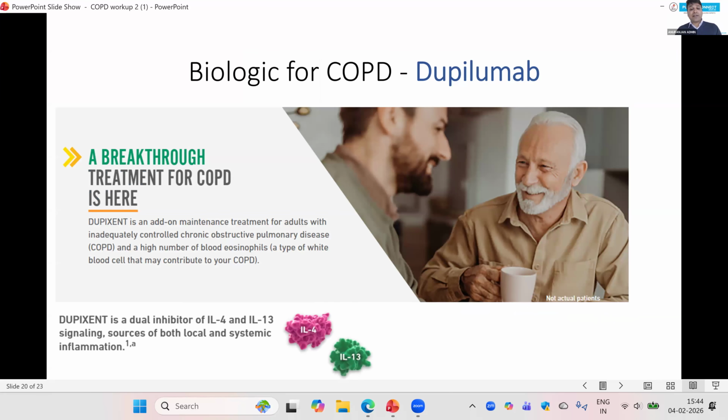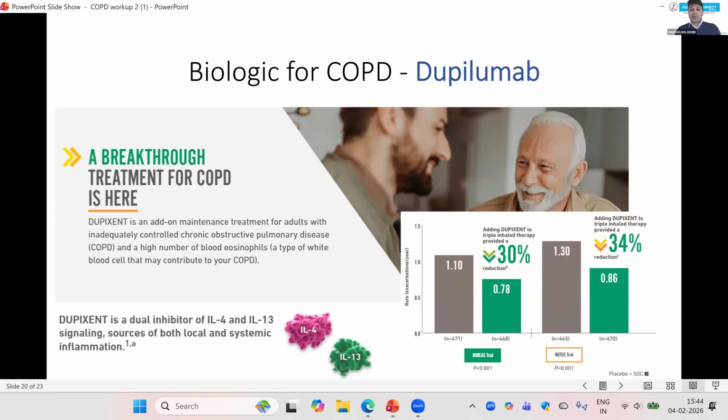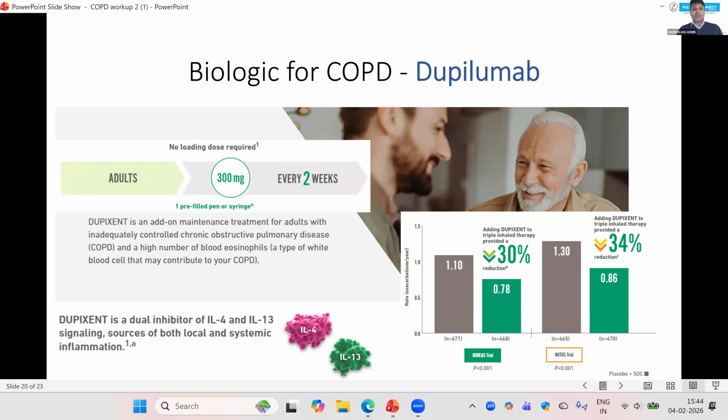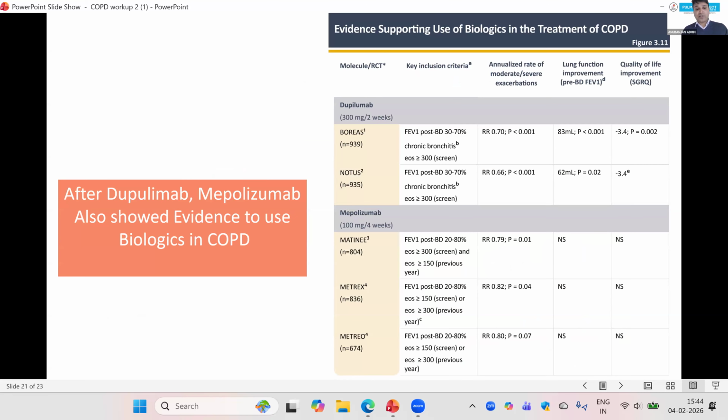It's a dual inhibitor for IL-4 and IL-13. There are 2 trials, the BOREAS and NOTUS trials, which showed significant reduction in exacerbations, which is 30 and 34%. So this is important for the postgraduate students to understand the dupilumab trials. And the dose is 300 milligram, which is given every 2 weeks. Now, the other biological which is also approved is mepolizumab. The 3 trials are the MATINEE trial, METREX, and METREO. So we have 2 biologicals for COPD as well, and that's why the role of eosinophils is very important.